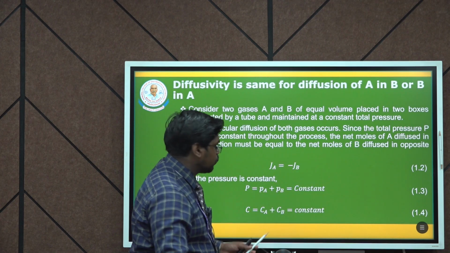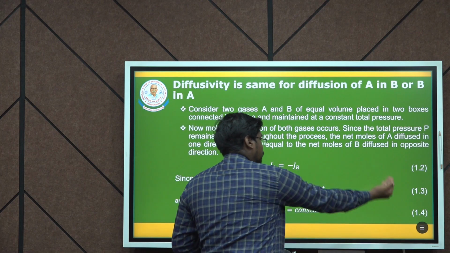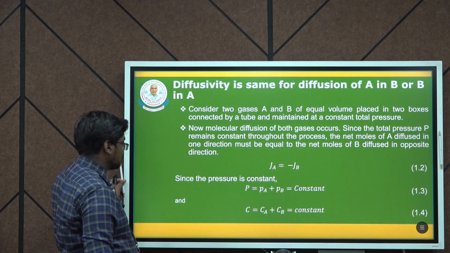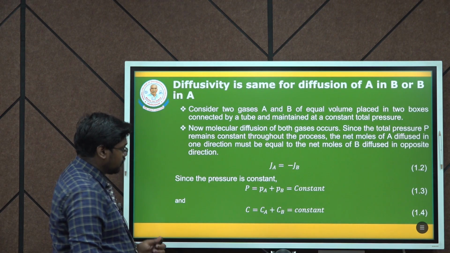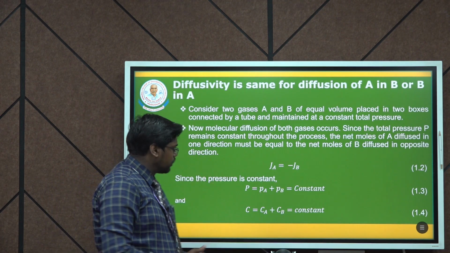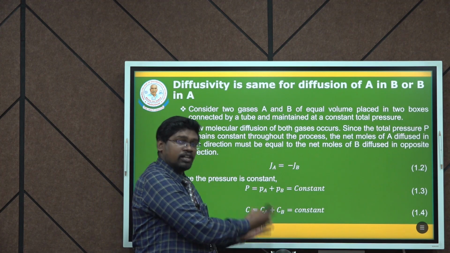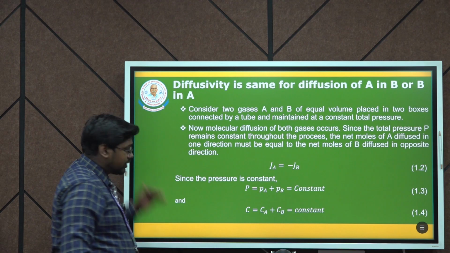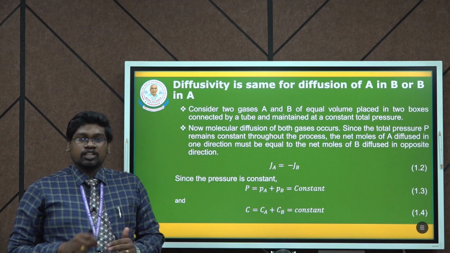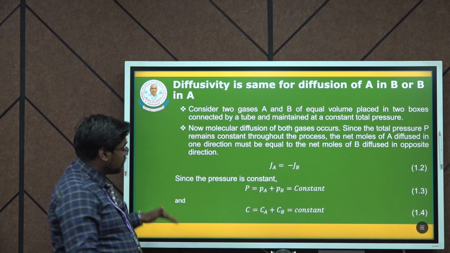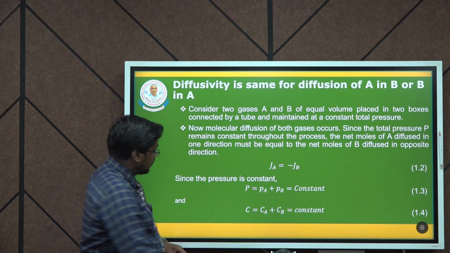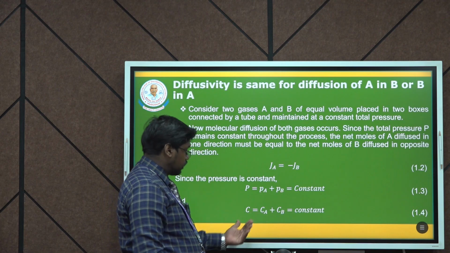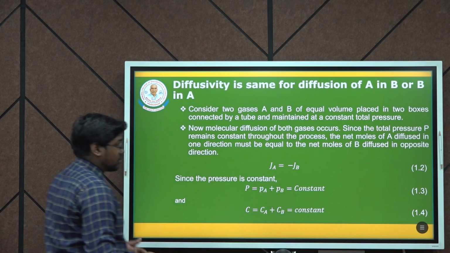So how much is moving in this direction is equal to how much is moving from that direction. That is why JA is equal to minus JB. Since the pressure is constant, P is equal to the partial pressure of A plus the partial pressure of B, which is also remaining constant. In steady state operation, the concentration is not changing with time, so the total concentration will remain the same. The sum of Ca and Cb will be the total concentration, which also remains constant.